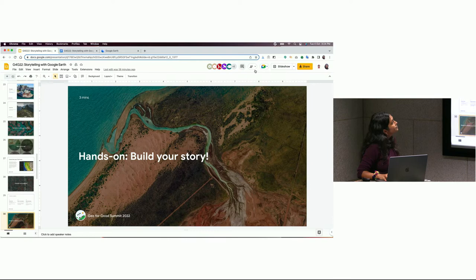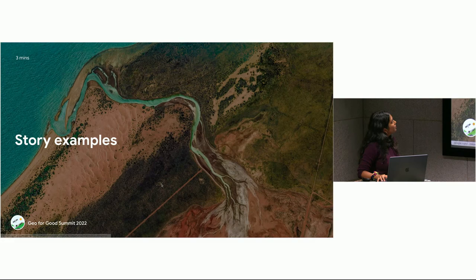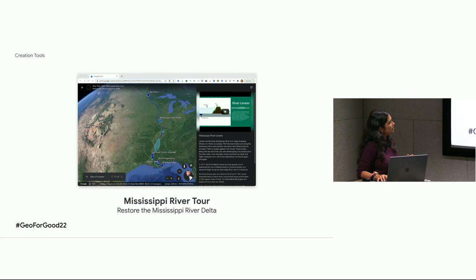Okay, so this is just a quick recap of the steps. I'm only going to spend about 10 seconds each quickly showcasing some additional examples. This is a really nice example of the journey of a nonprofit to restore the Mississippi River Delta, and it's a nice combination of a guided tour that I was telling you about that actually walks people through different locations that were of significance to this project, and really it's a nice informative storytelling guide.